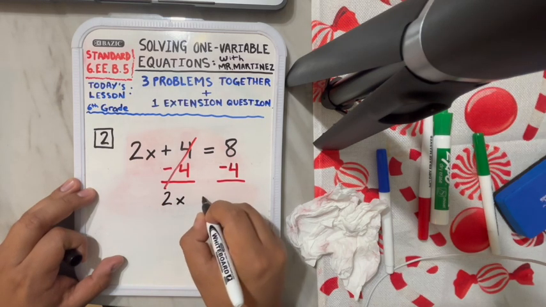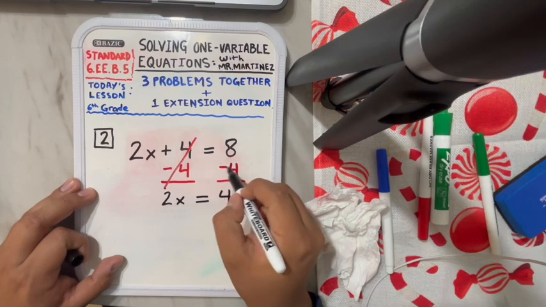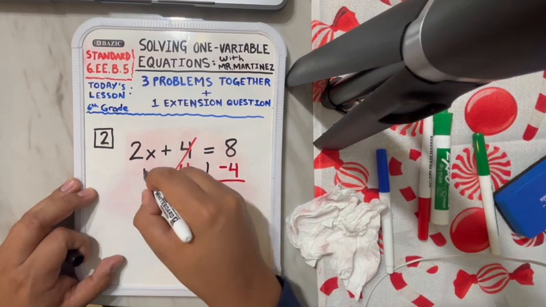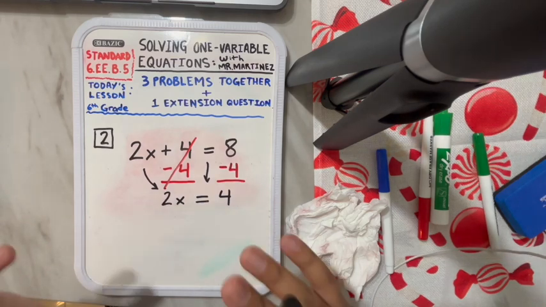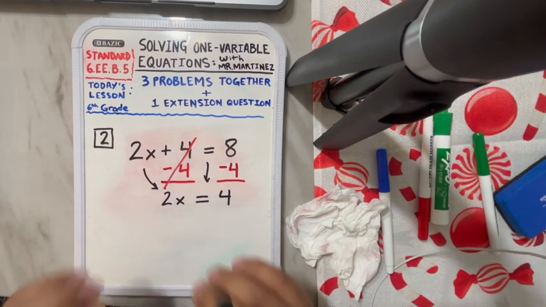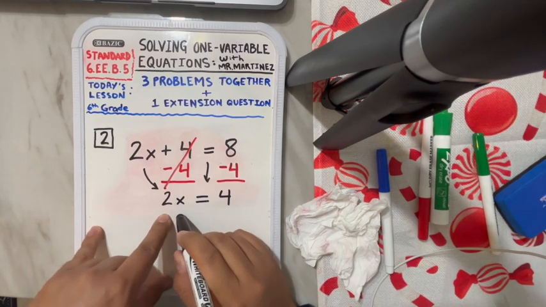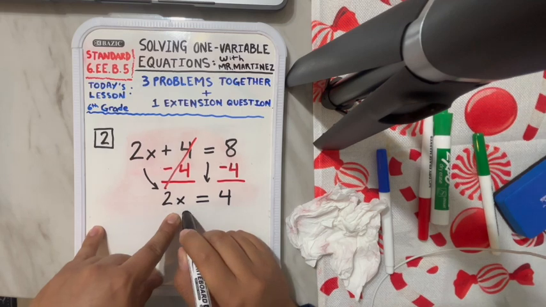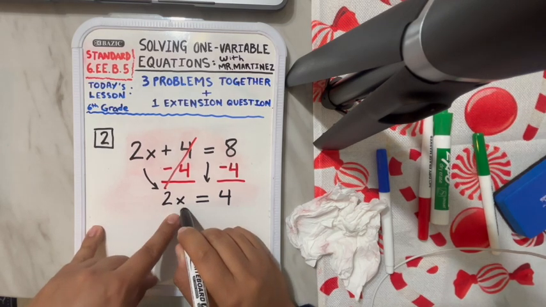Well, we bring everything down and we are left with 4, because 8 minus 4 equals 4. We bring everything down. So now let's talk about this coefficient. Just as a reminder, a coefficient is pretty much any value or number that is in front of a variable. So in this case, we are looking at the 2 that is in front of the x, which is 2x.